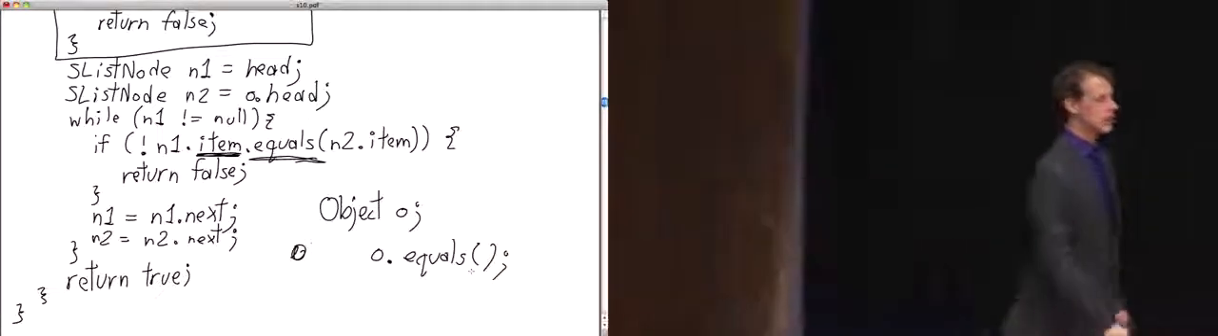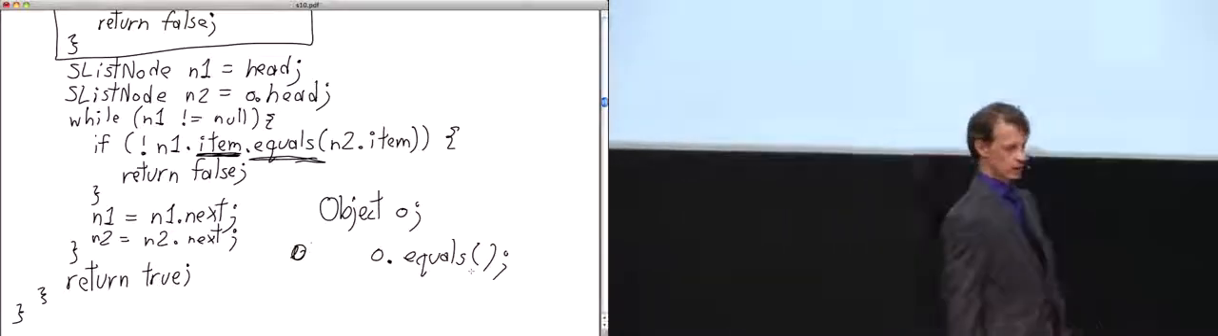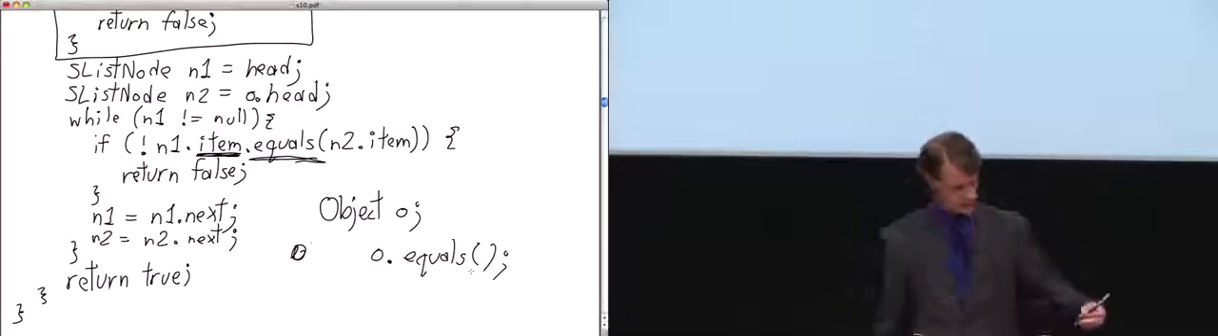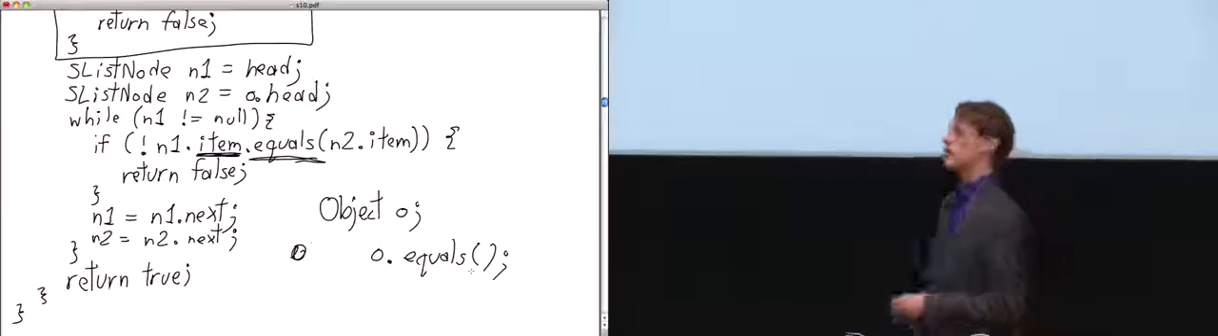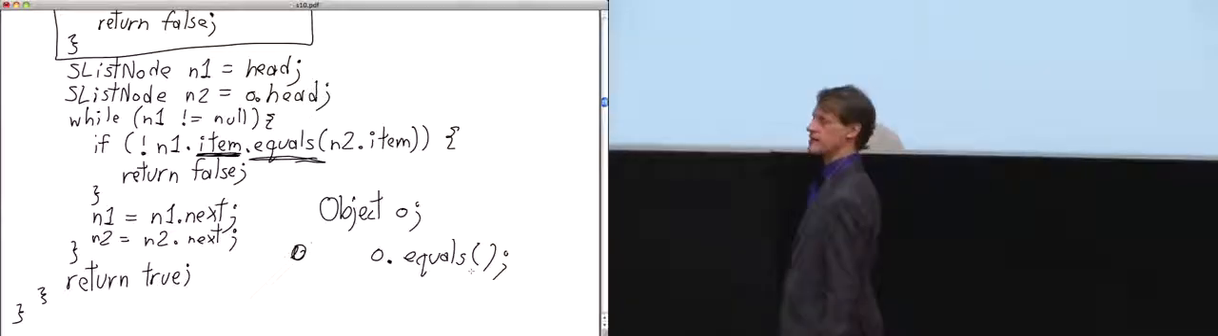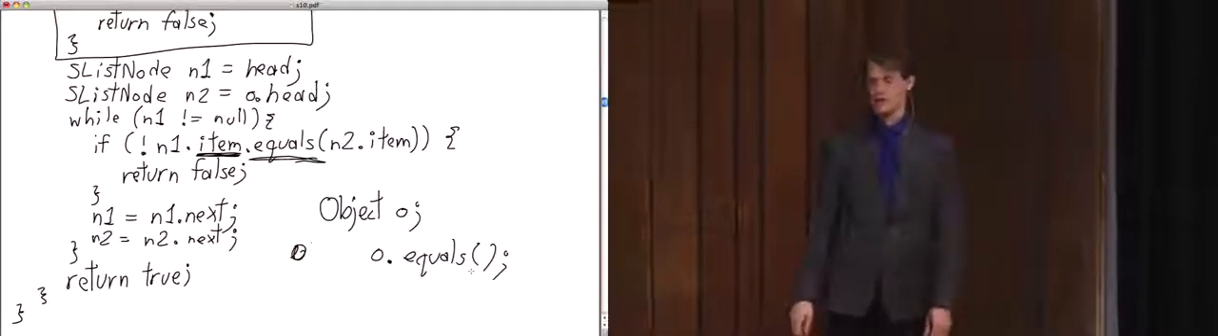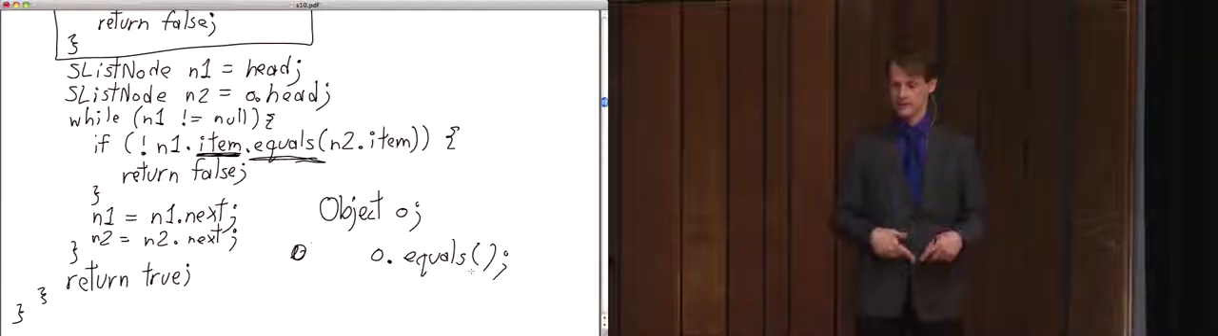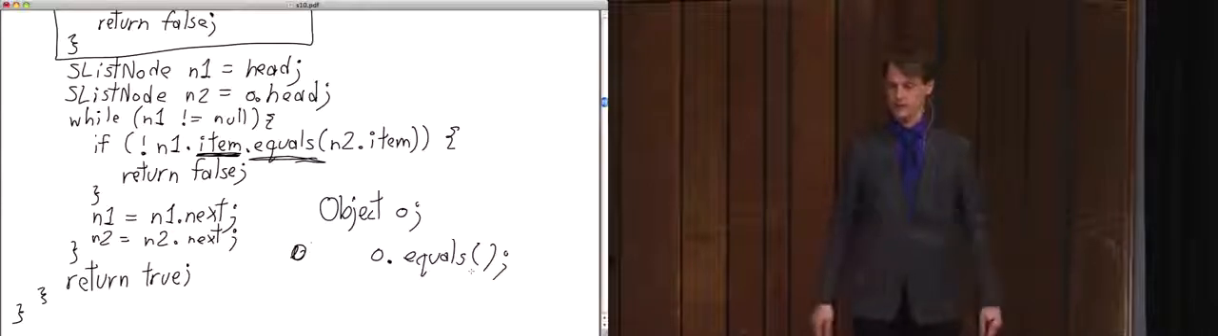If n1.item is null, well, you should never get to that point, because if n1.item is null, then that's kind of violated another invariant we should have in our S list. One invariant of S lists that I didn't mention but should have is an S list node should never have a null item field.